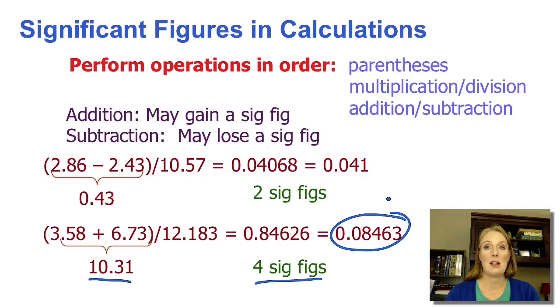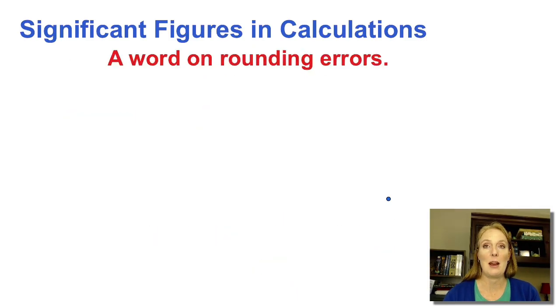Now, it looks like when I'm doing these operations that I might actually be rounding during an intermediate operation step, and you need to be really careful about that. So I'm going to give you a quick word about rounding errors.